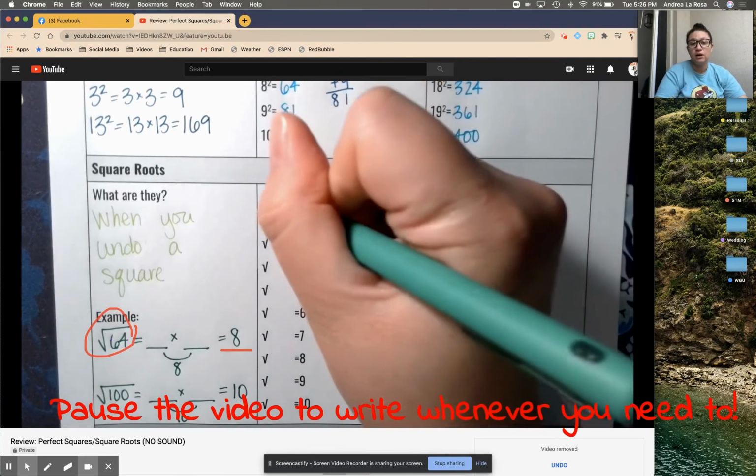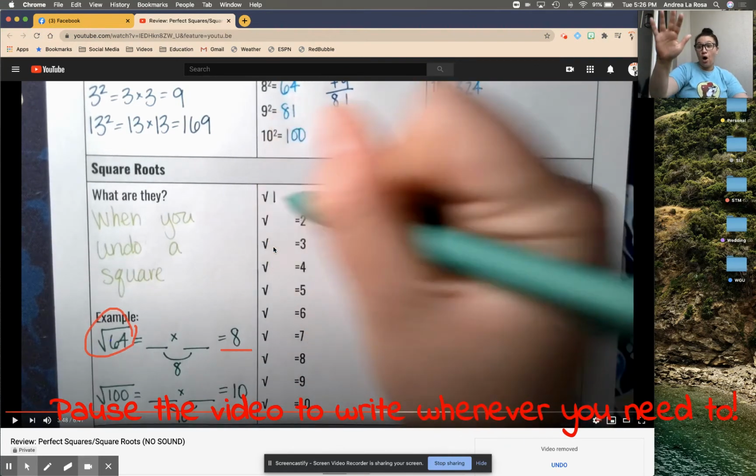Go ahead, pause the video, and see if you can get all those perfect squares written out for me. And if not, go backwards. If you don't know what 8 is the square root of, take 8 times 8, and that'll be your number. So go ahead, pause the video, fill it all out, and then play it once you're done.